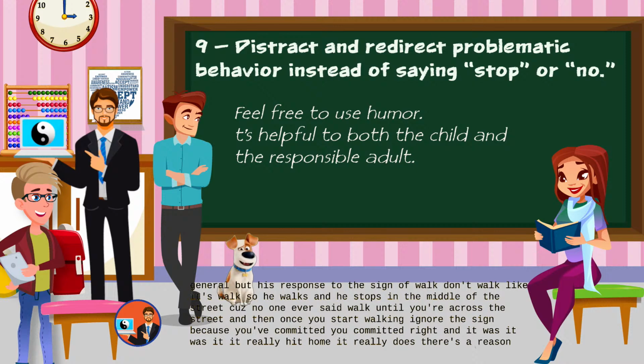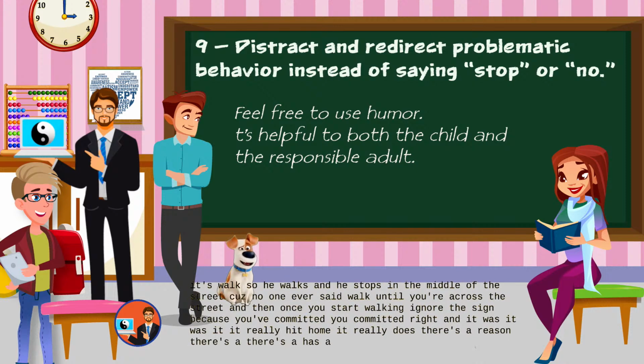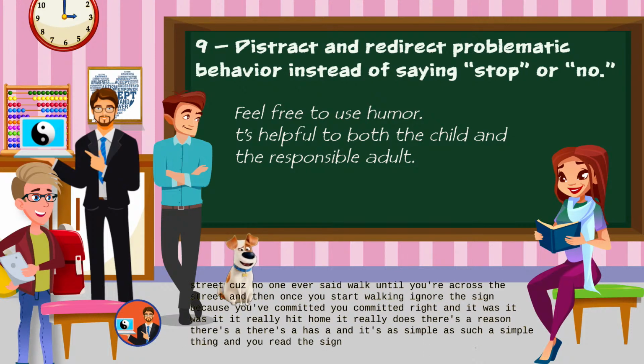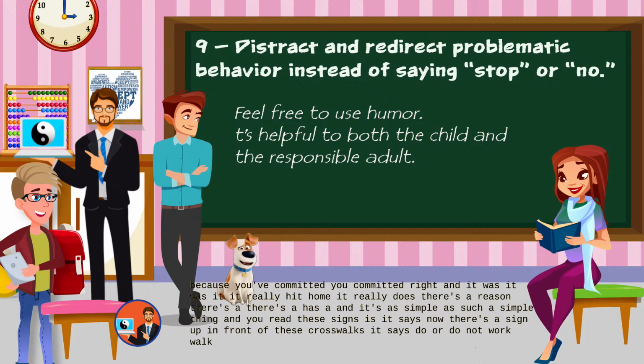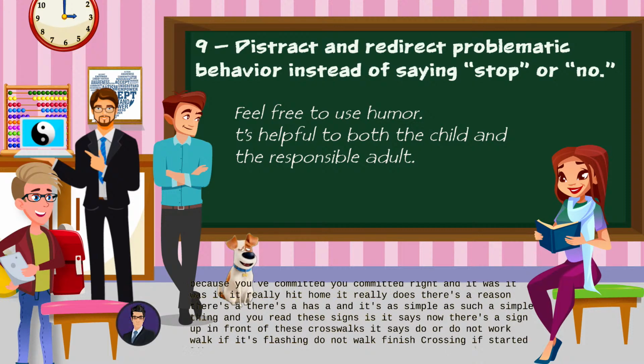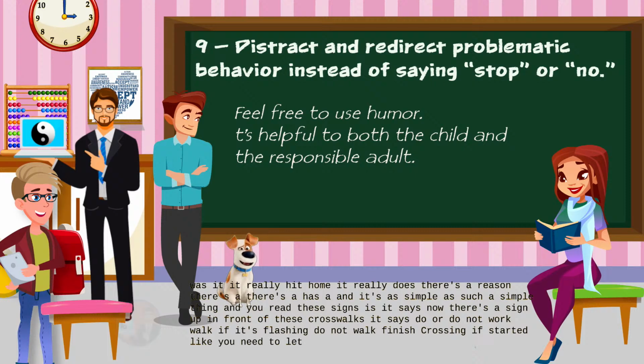There's a reason. Yeah, it's such a simple thing. And you read these signs, and now there's a sign up in front of these crosswalks. It says, do not walk if it's flashing. Do not walk. Finish crossing if started. Like, you need to let people know, apparently, that that's a thing.